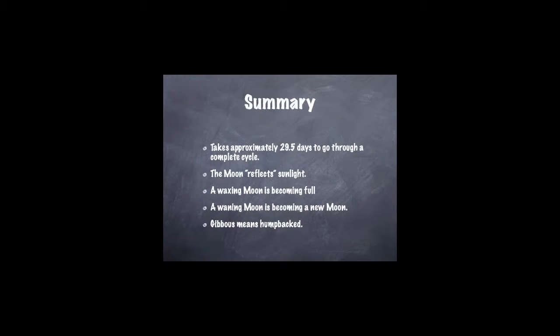To summarize the moon phases, it takes approximately 29.5 days to go through the complete moon cycle. The moon reflects the sunlight. It doesn't shine on its own.